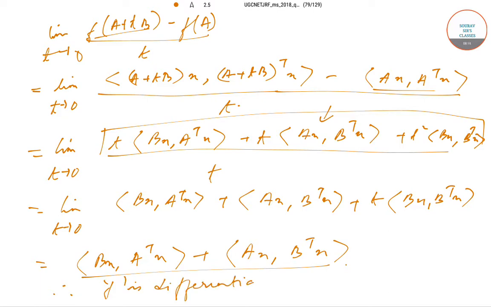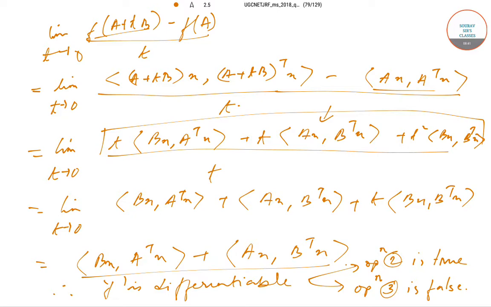If f is differentiable, that means option 2 is true, and option 3, which said f is continuous but not differentiable, is false. So these are the two options that we have got. Now let us check the fourth option. The fourth option is that f is unbounded.